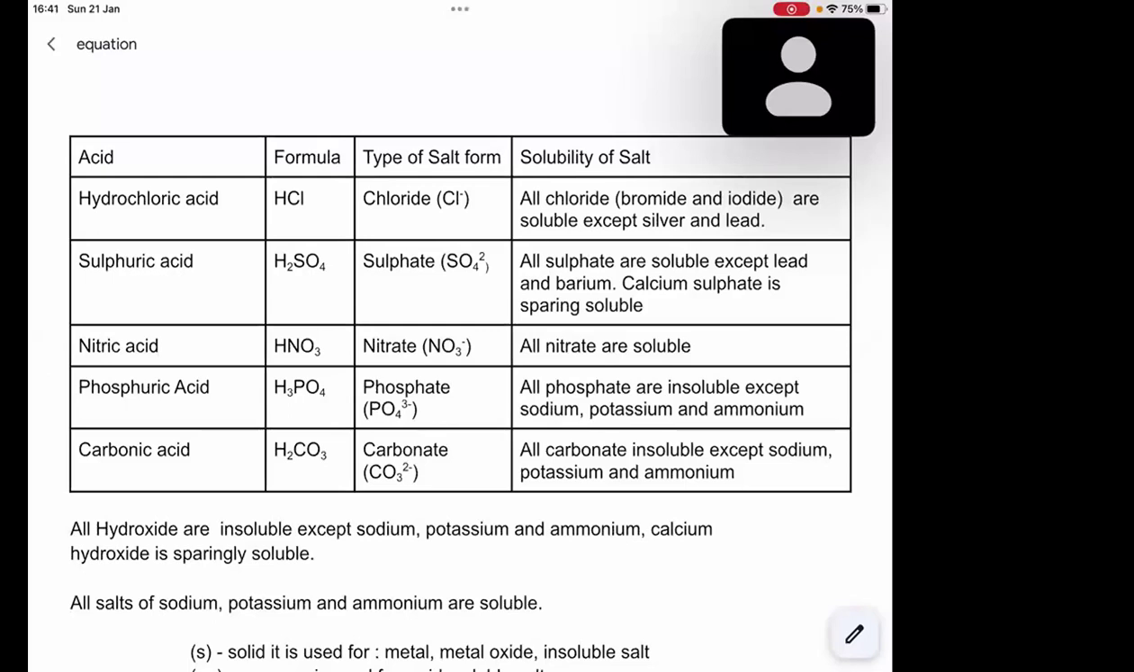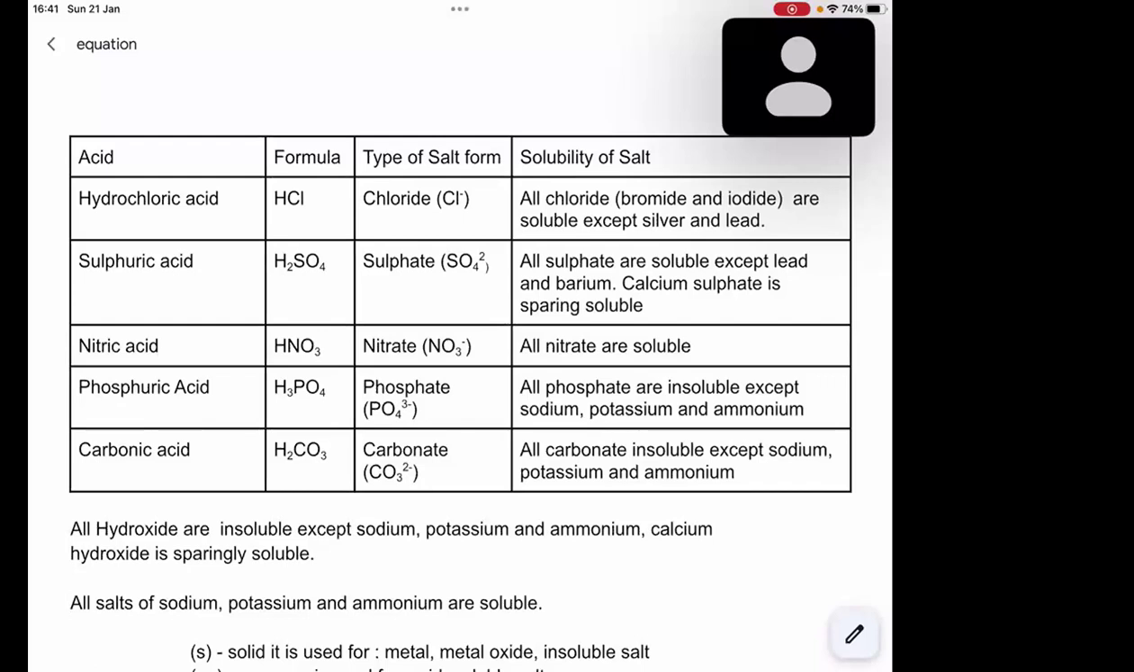So here we go. We have acids. Our acid is hydrochloric acid, and the formula for hydrochloric acid is HCl, and hydrochloric acid forms chloride salts. So if you want to make a chloride salt, you can make it by reacting some compound with hydrochloric acid. Now we need to know the solubility. All chlorides, bromides and iodides, these are elements in group 7, are all soluble except silver and lead.